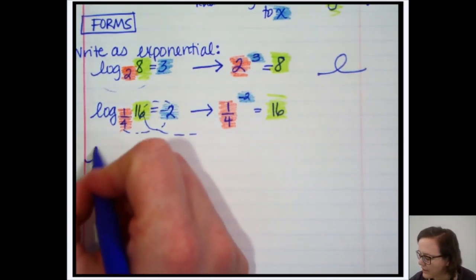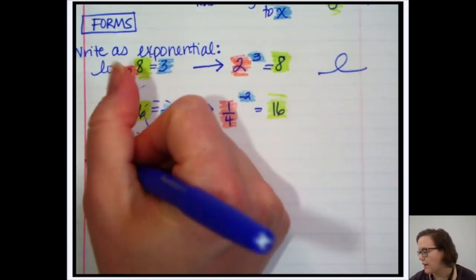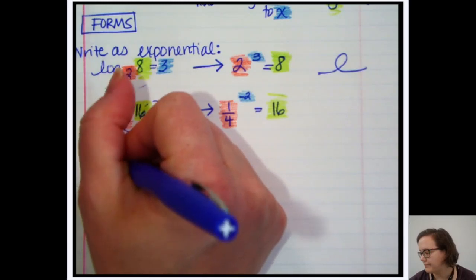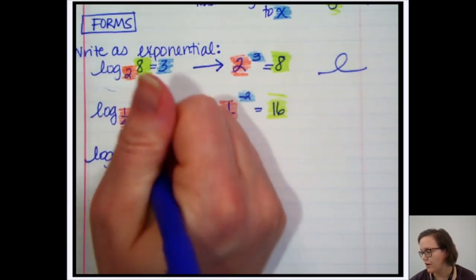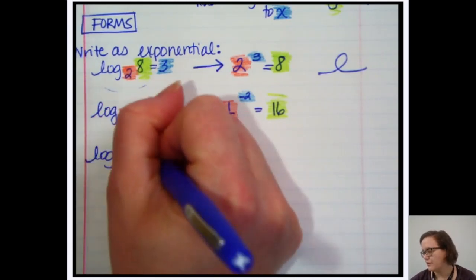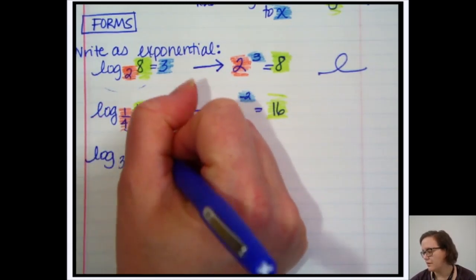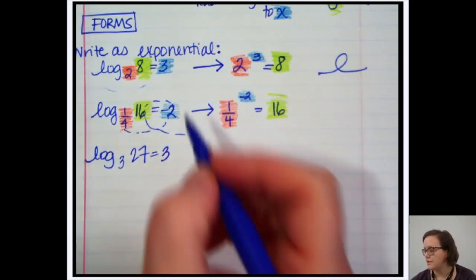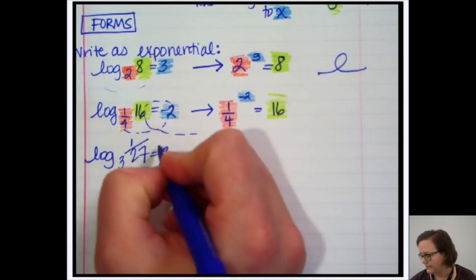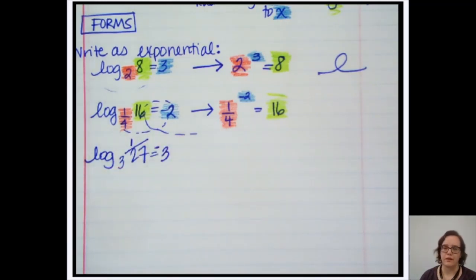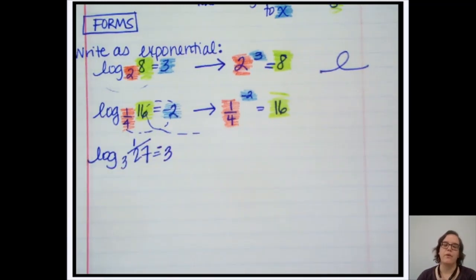So why don't you try this one? Pause the video and try it, and then come back and check with me and see if you are correct. So actually, let's change that. That's not a good one since it has 2 different things. So why don't you take log base 3 of 1/27 is equal to -3. So go ahead and pause the video, try it, and then come back and check with me.